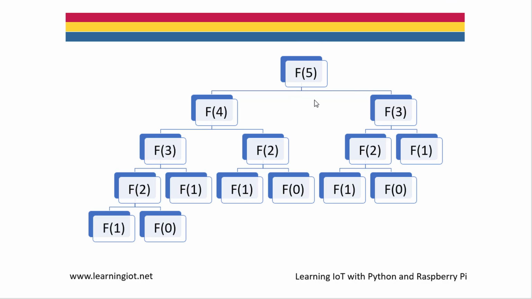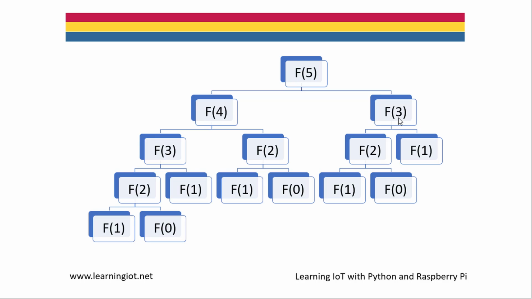Let's say we wish to compute the value of the sixth number in the Fibonacci series. So we'll call the function with an argument of 5. We'll then call the function with an argument of 4, 3, 2, 1, 0, 1. Then we'll call the function with an argument of 2, 1, 0.